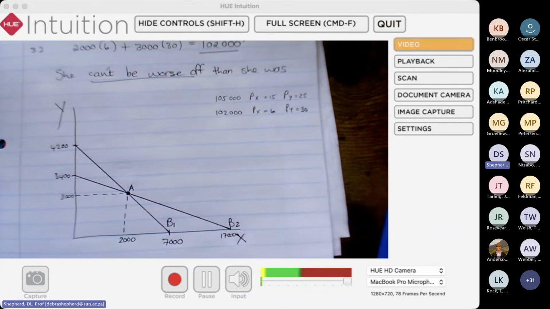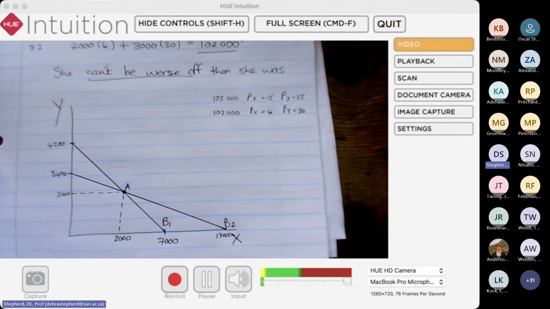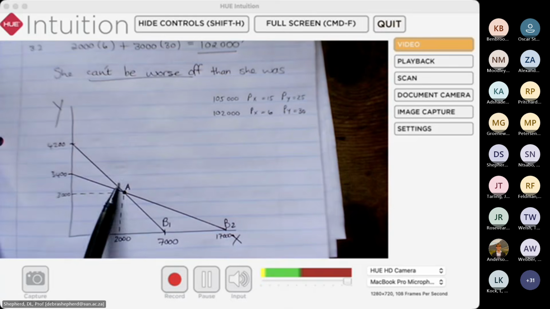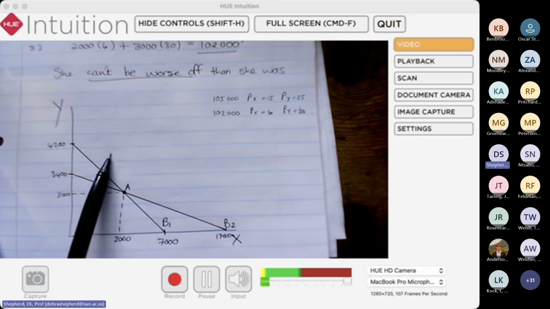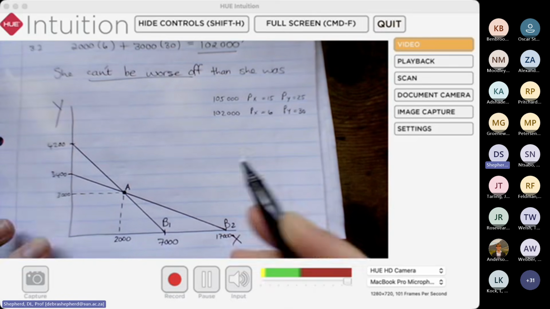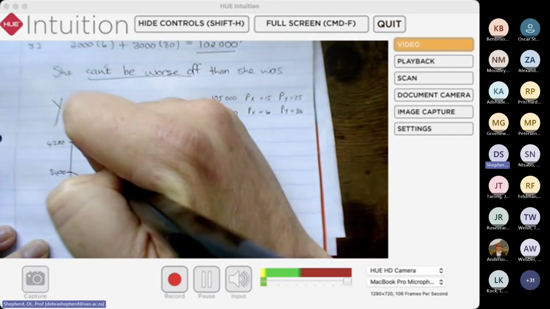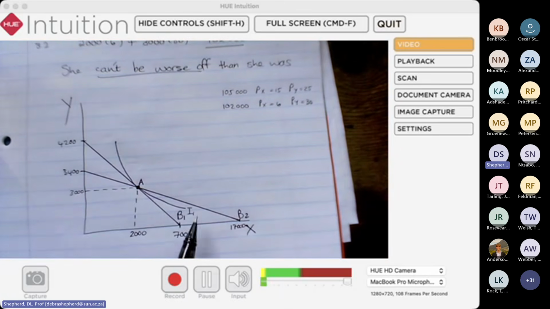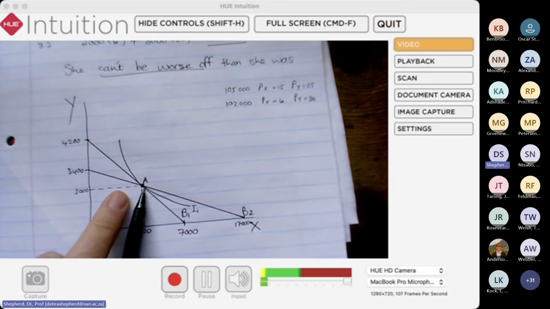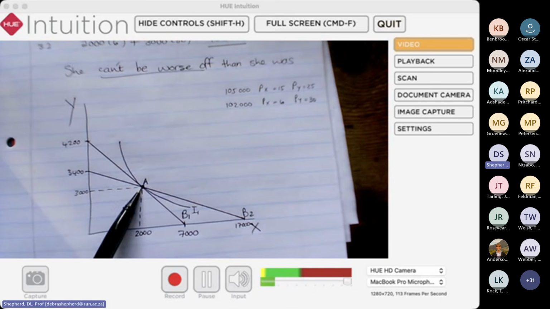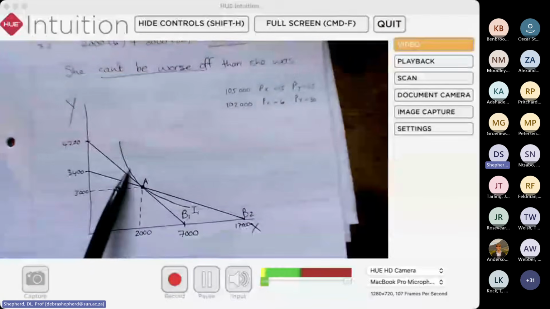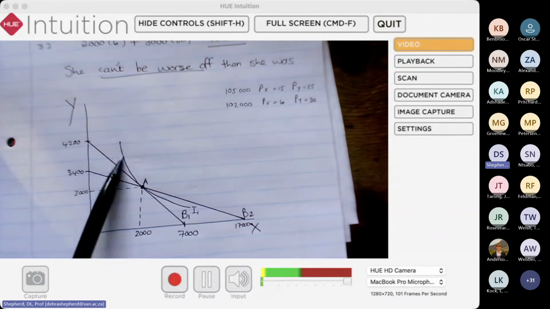Okay, now if I was going to draw an indifference curve that is tangent to that A and the B1, so tangent to the B1 at that bundle A, that indifference curve would look something like this. Okay, so A is the best affordable bundle in 2025. It is the point of tangency between her budget constraint B1 and a highest attainable indifference curve I1.